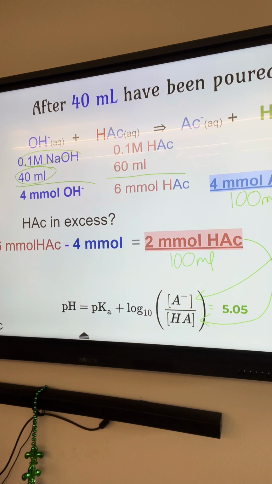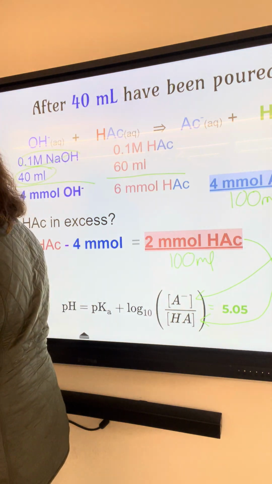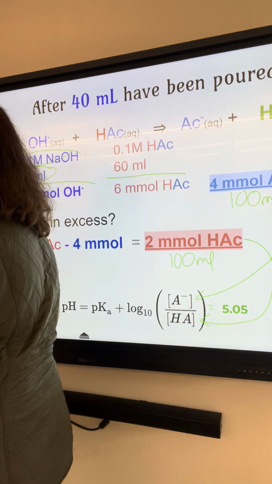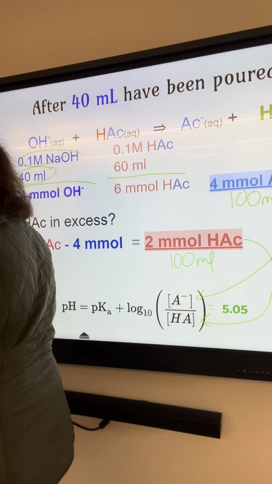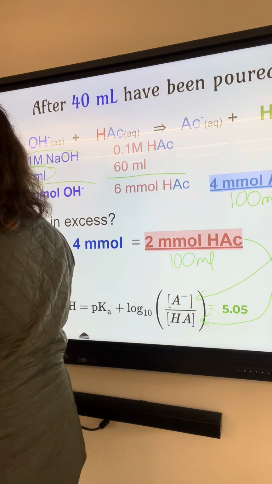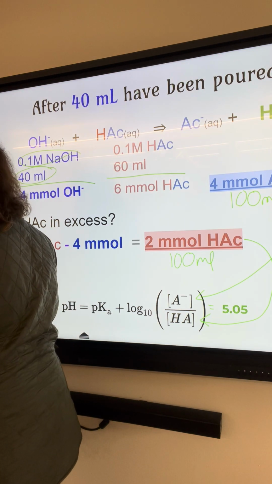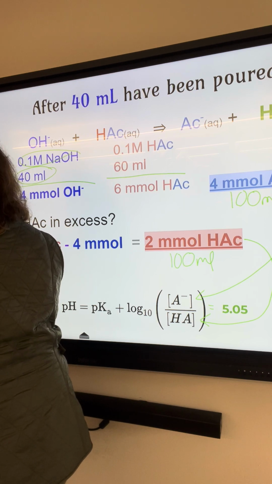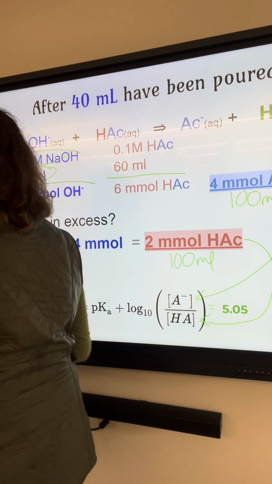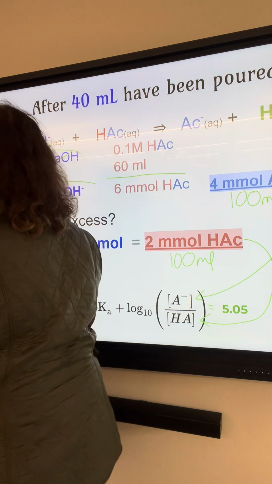Wait, how do you know you got 4 millimoles of AC minus? Because every time I drop an OH, I'm left with an AC minus. And since I dropped 4 OHs, I'm left with 4 AC minuses. The OHs cancel and make waters, so I'm left with 4 waters. Every OH made a water with an H, right? So for every OH, I'm left with an AC minus.